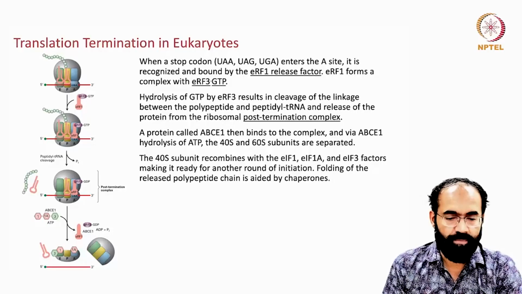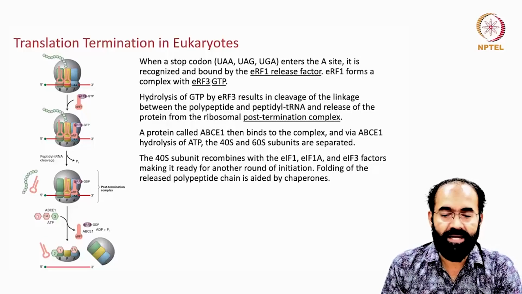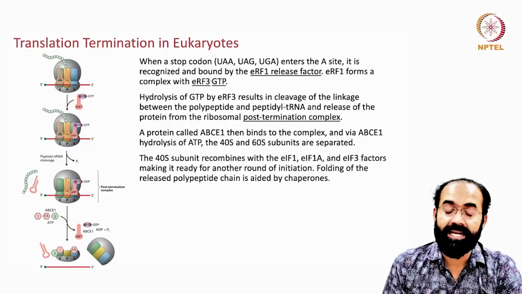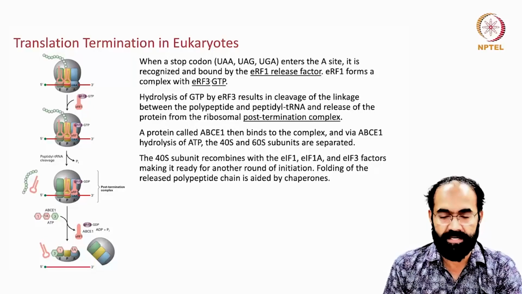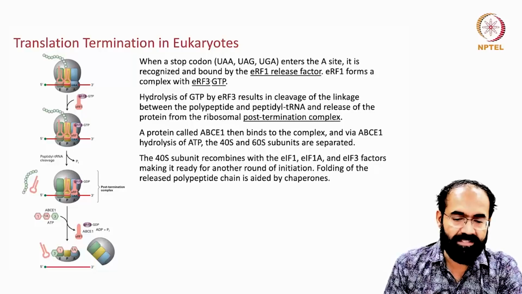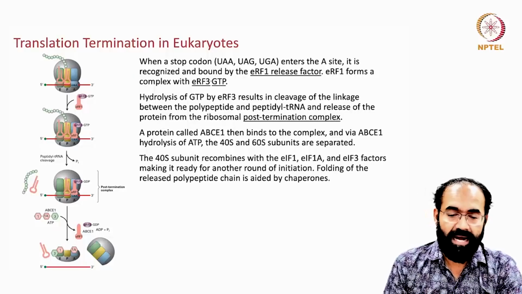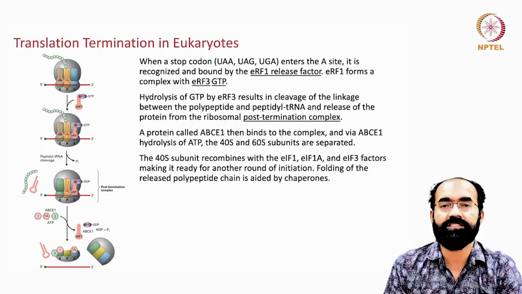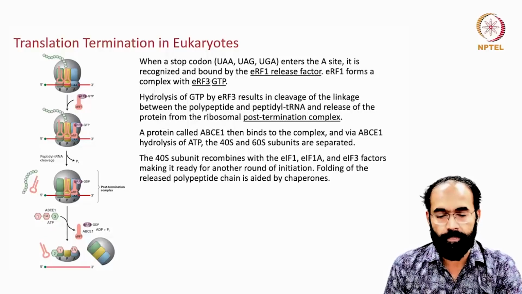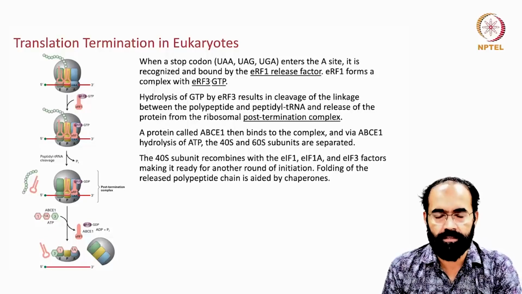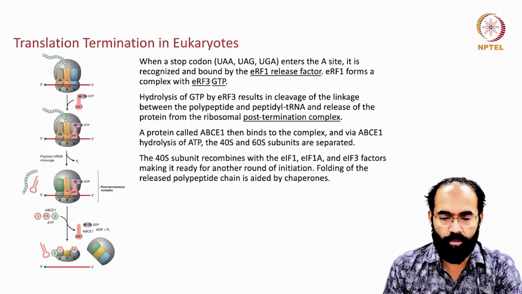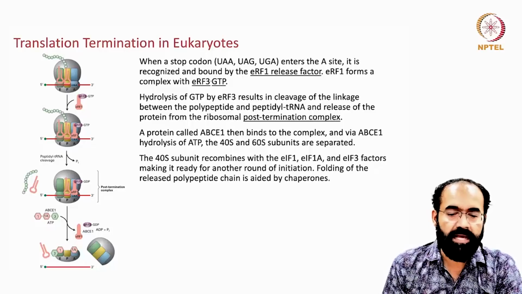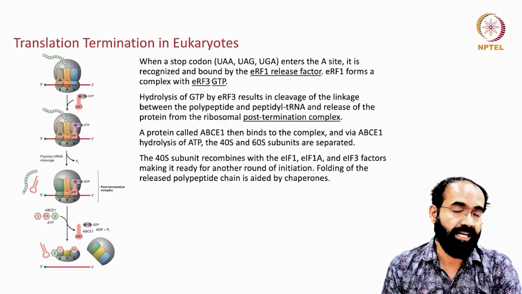and 60S subunit. The 40S subunit recombines with the ELF1 and ELF1A, which is required for the initiation purpose for the next round of translation, and ELF3 factors, making it ready for another round of initiation. So 40S is readily going and interacting with the initiators, or the part of the initiation complex. The folding of the released polypeptide chain is aided by various chaperones.